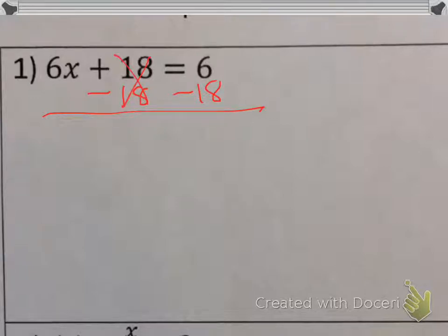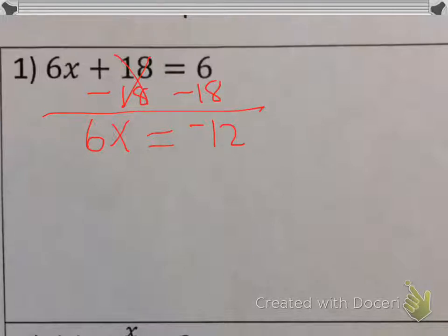I did it here to cancel it. 18 minus 18 is 0. I don't have to show that there. So on this side, I have 6x. And on this side, just on your calculators, do 6 minus 18. And when you do that, you get negative 12. Now the x is closer to being by itself. I just got to get rid of that 6 attached to it.